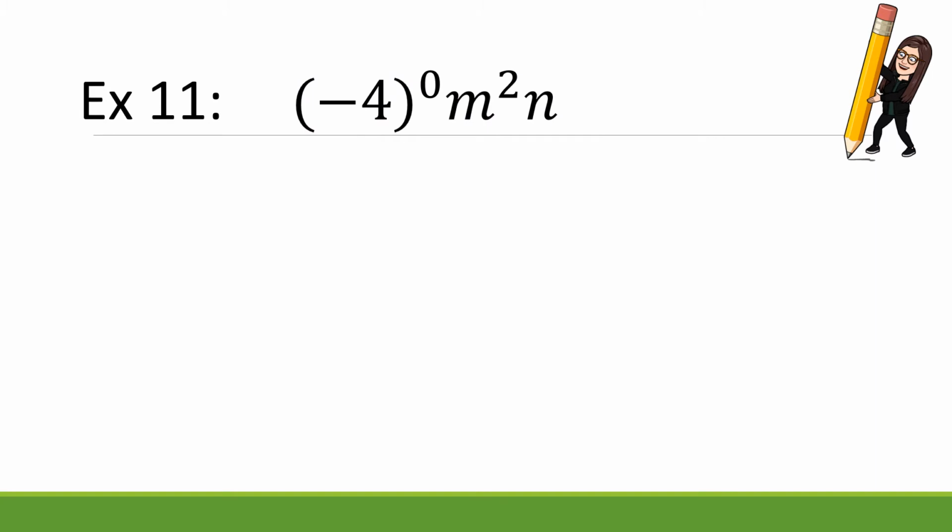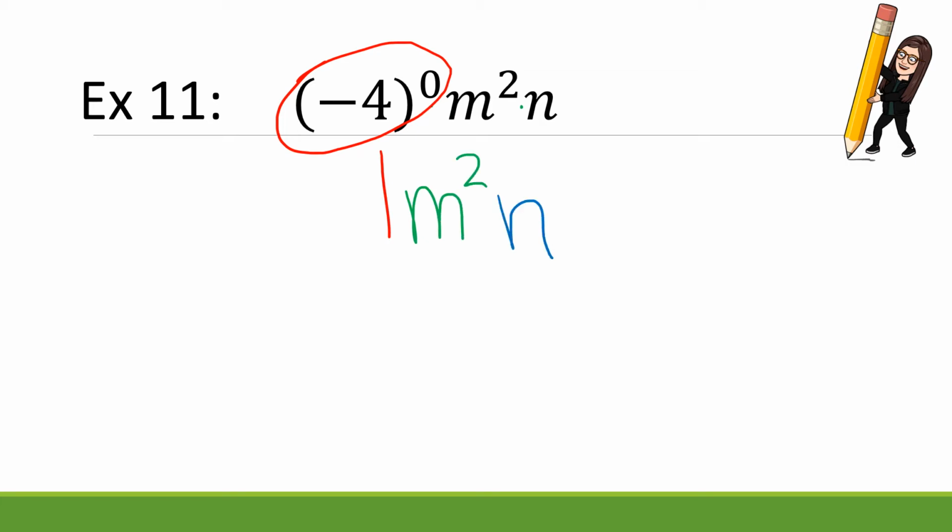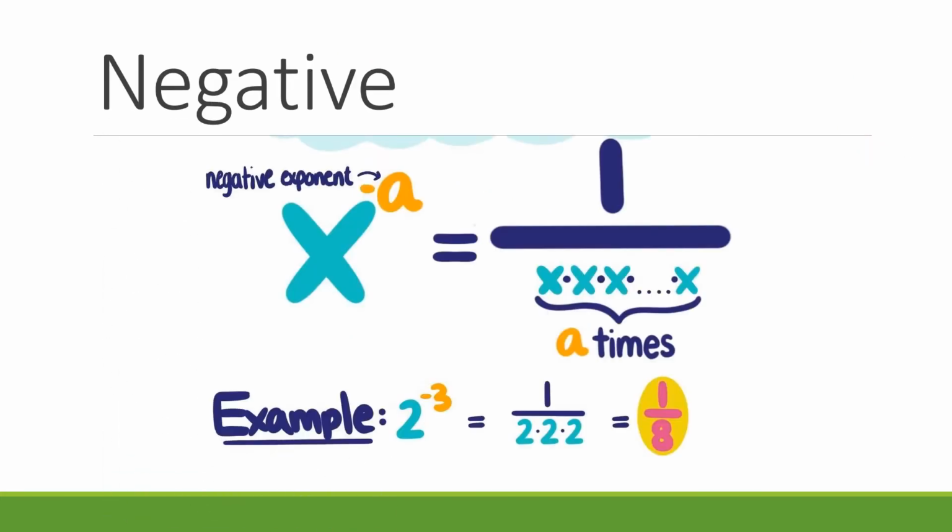Let's try this. We've got 2 dots, so 3 pieces. Negative 4 to the 0 is a solid 1. The m squared doesn't change, and the n doesn't change. All right, that's why I have very few examples, because it's 1 no matter what, right? We have to memorize that. So let's jump and spend more time on the negative rules, okay?